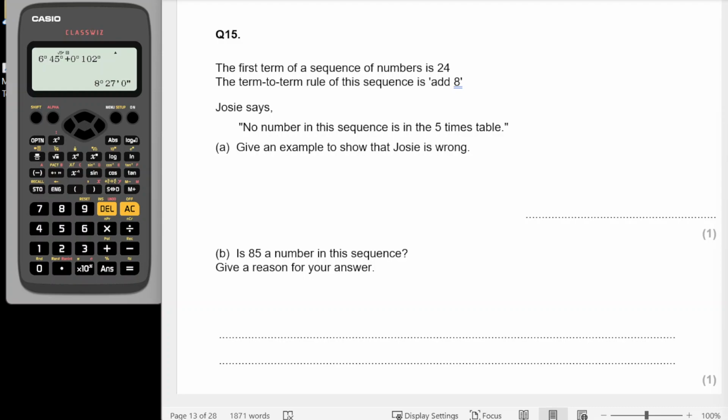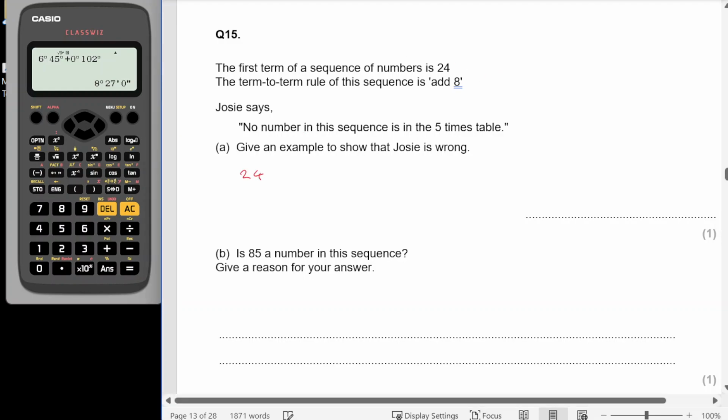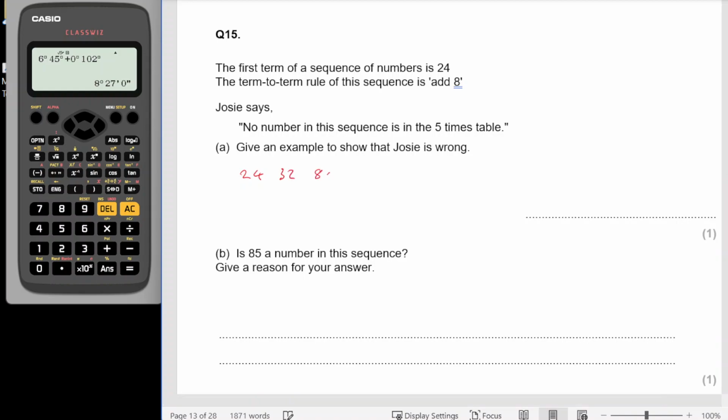So if I just start the sequence. So 24, 32, and then 40. 40 is in the 5 times table. Sorry, that was 40, not 80. So 40 would be my first example. I could have picked another one, so I could have carried on. I think 80 would also be an example, but I'm going to stick with that one for now.